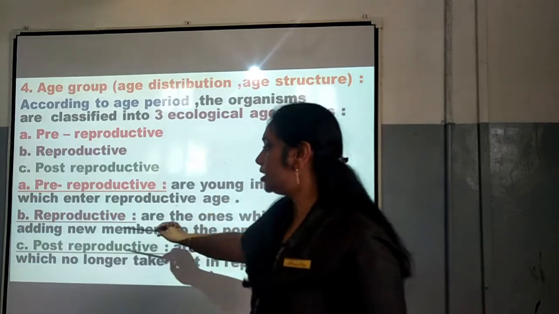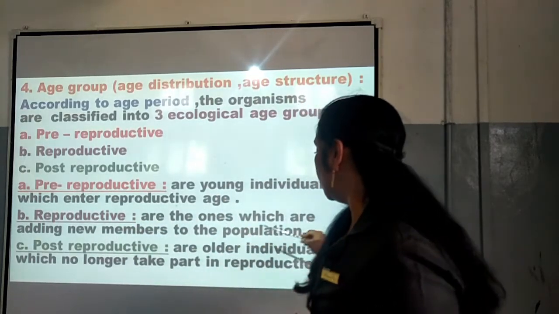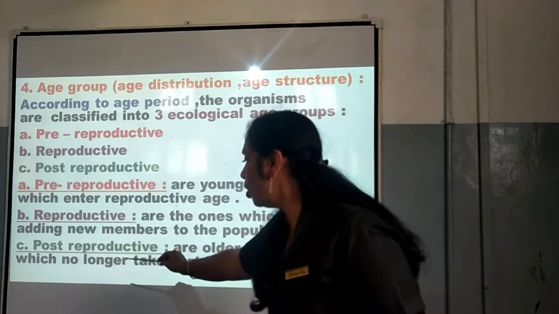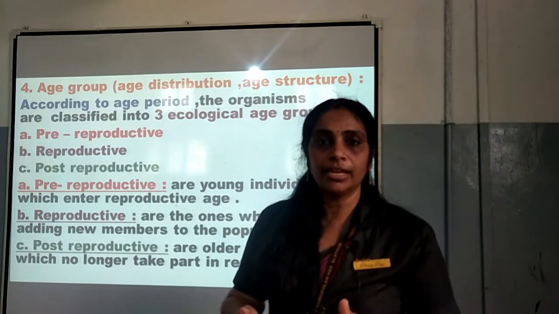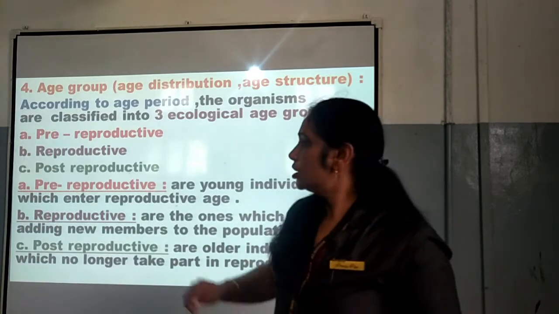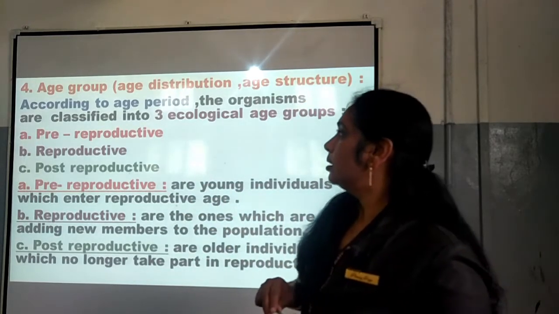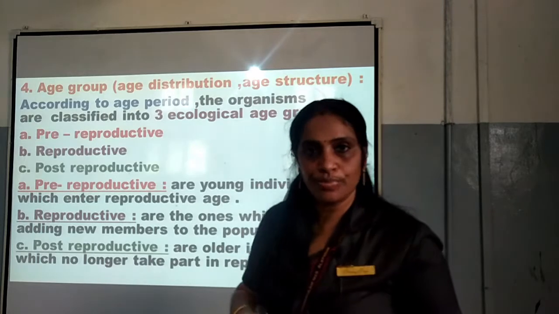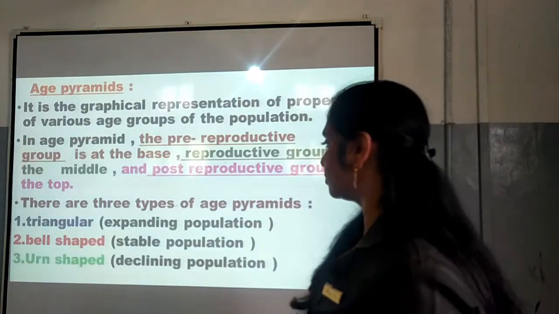And the third one is the post-reproductive age group. They are older individuals which no longer take part in reproduction. The older groups come under the post-reproductive stage. So, these are the 3 age groups according to the age period. It is very important, you have to study it.